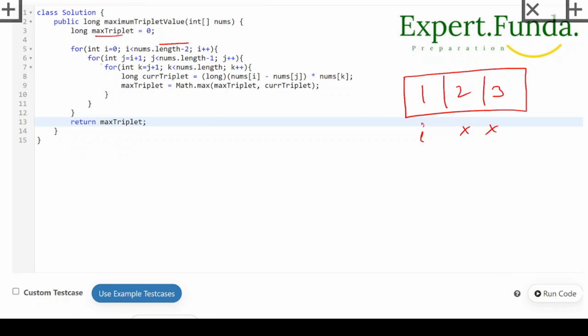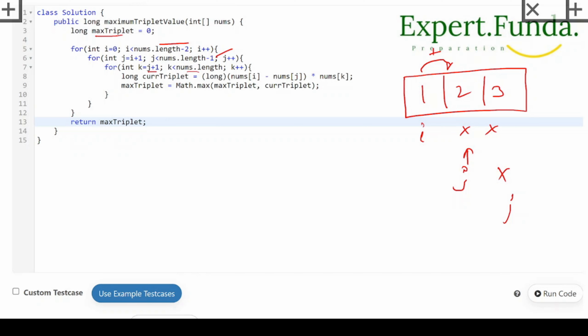Okay. Similarly, j will start from i plus 1, means here, right? This is our j. So it should start from i plus 1, but it should not go to this one, right? So we have to do minus 1. Next, k should start from j plus 1, right? And it should go to the last length, and that is okay here.